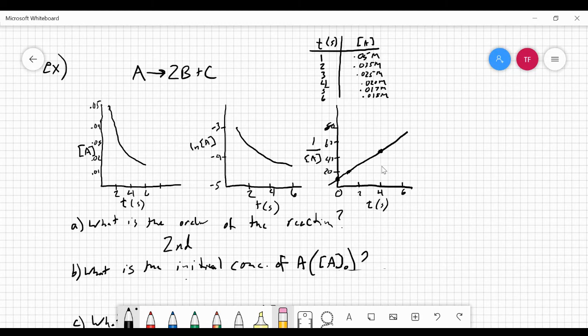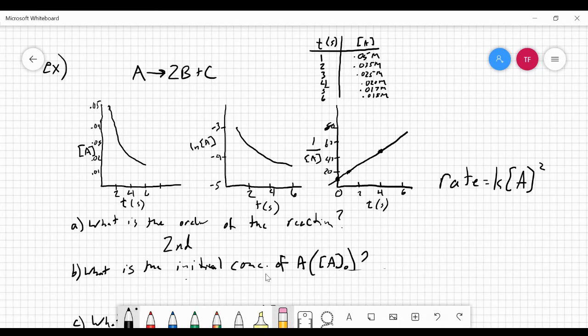The graph that gave us the line was the second order graph. So we know it's second order. So now we can ignore all of this information and just focus on the second order graph, and we know that this is a second order reaction. What that means is our rate equation for this reaction is going to equal the rate constant times the concentration of A to the second power, because we now know it's second order. So this is going to be our rate equation for this.